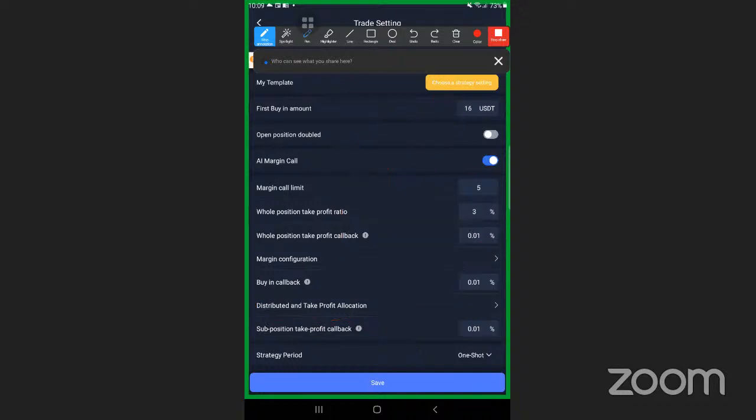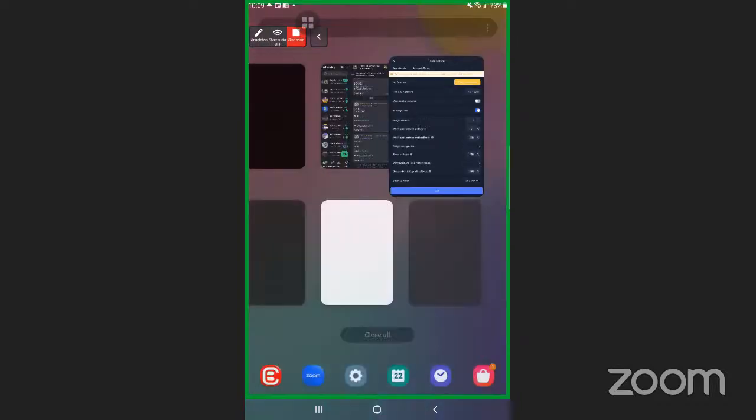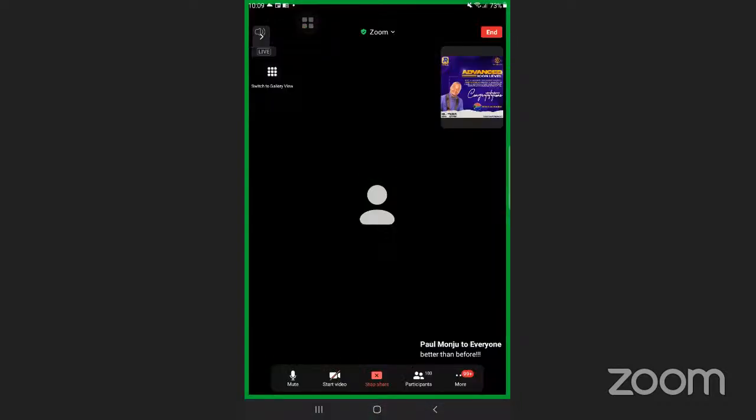Is that clear, ladies and gentlemen? Give me 5 in the chat if that is clear. Why are we putting the whole position take profit callback? So if you want to limit your take profit, then you can put 0, but we don't recommend that. From our teachings, we always say, put in the whole position take profit callback. It is there, it is given in most cases. Are we together? So that you collect more.